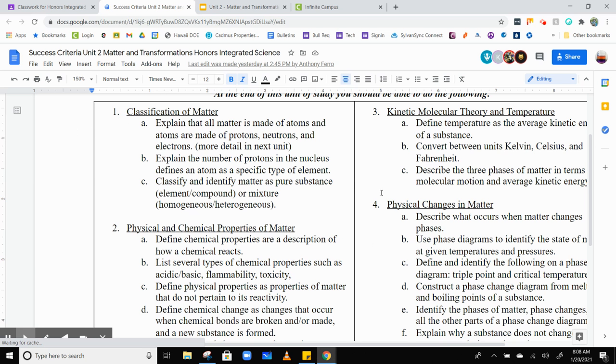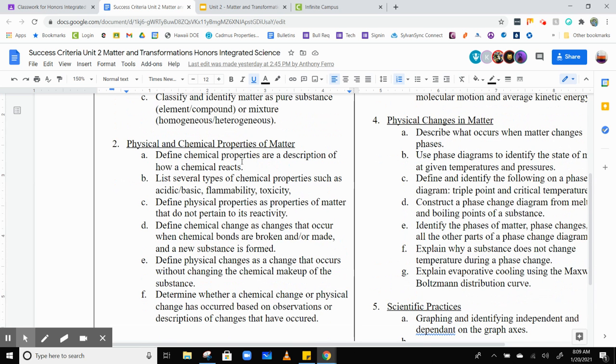Basically, this tells you everything we're going to cover in this unit. First, we're going to talk about classification of matter, like what is matter. We'll talk about atoms very, very briefly, since the next unit is really on atoms. We'll only talk about what an atom is, made of protons, neutrons, and electrons. Then we'll explain that the number of protons defines a specific type of element. And then we're going to classify and identify matter as pure substance or mixture. We're going to do all of that today.